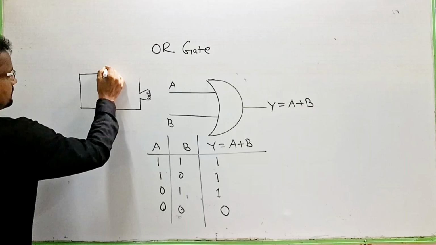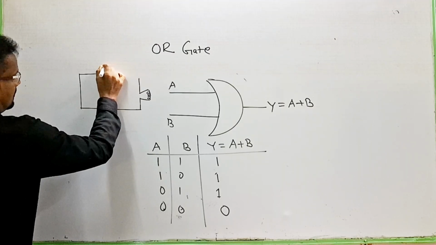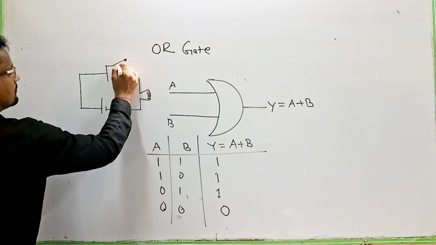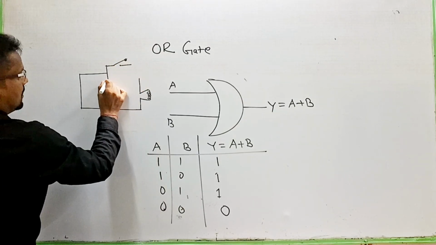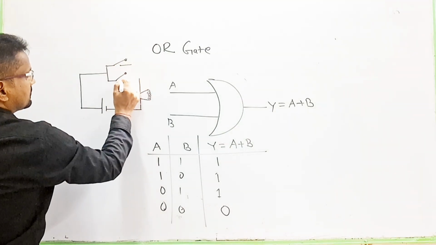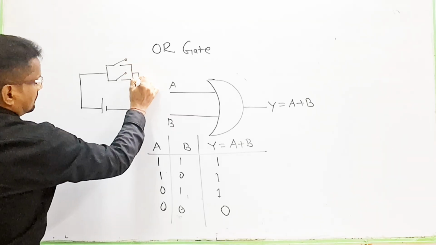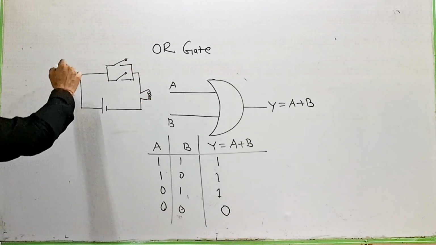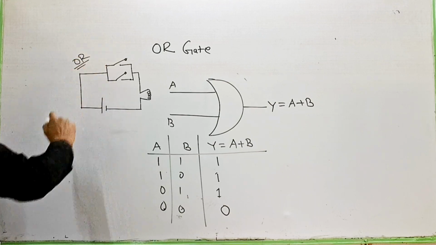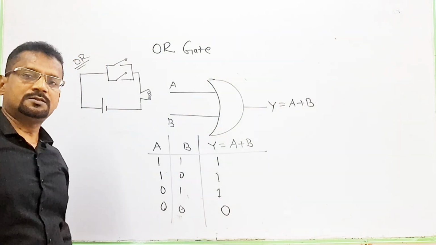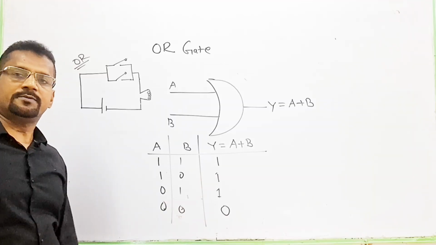Now, here is a switch and here is also a switch. It is the circuit for OR gate. So we have done the circuit for OR gate also. Design of OR gate you have learned. Truth table of OR gate it is clear.